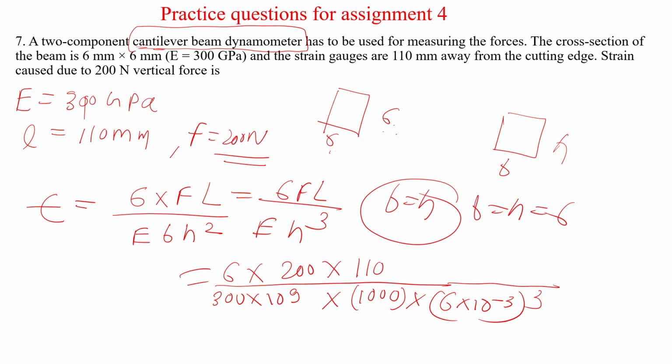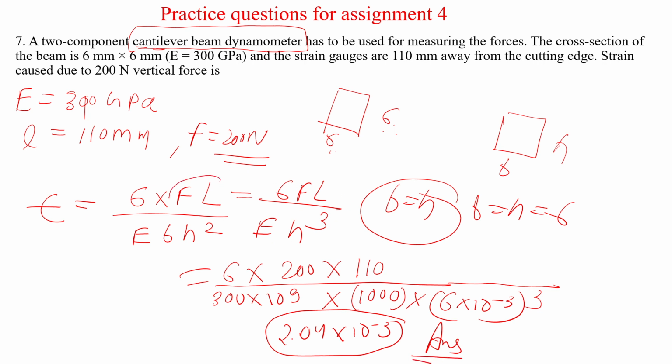2.03 into 10 raised to minus 3. Right, 2.04 something, 10 to the power minus 3. Fine, that is the answer. Sometimes this F into L, what is this? This is the moment, na? F into L is a moment.